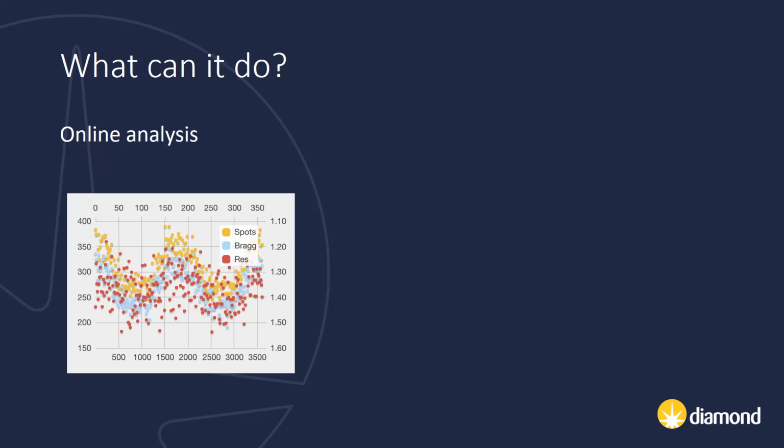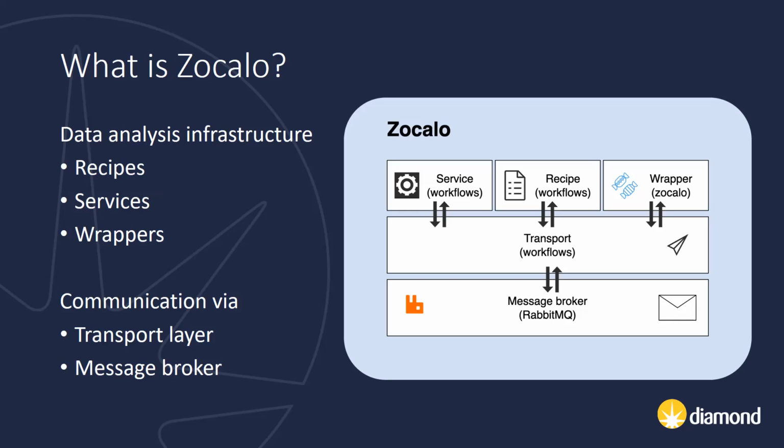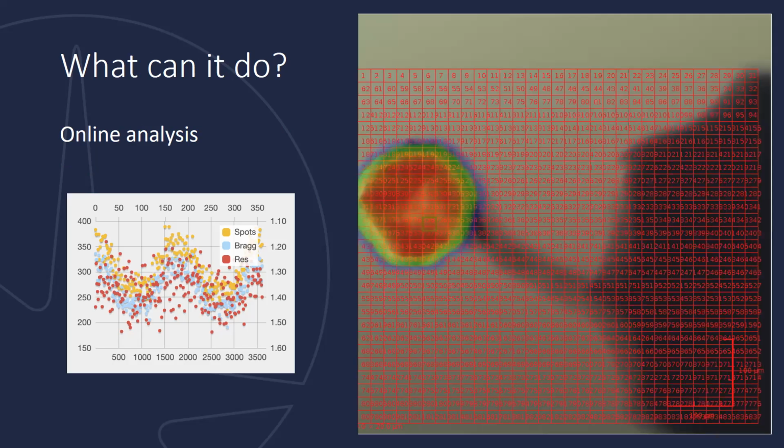So what can it do? We use it for online analysis. For example, spot finding from diffraction images, which can give us quick feedback on whether there's actually a diffracting sample in the beam, or on the data quality, for example, early indications of radiation damage and so on.